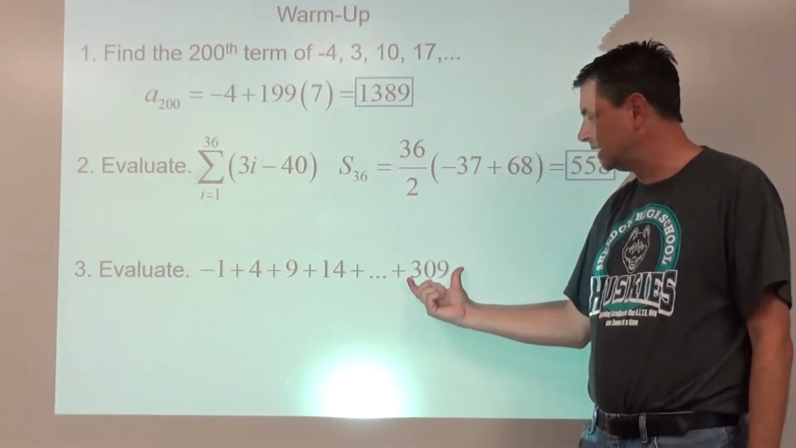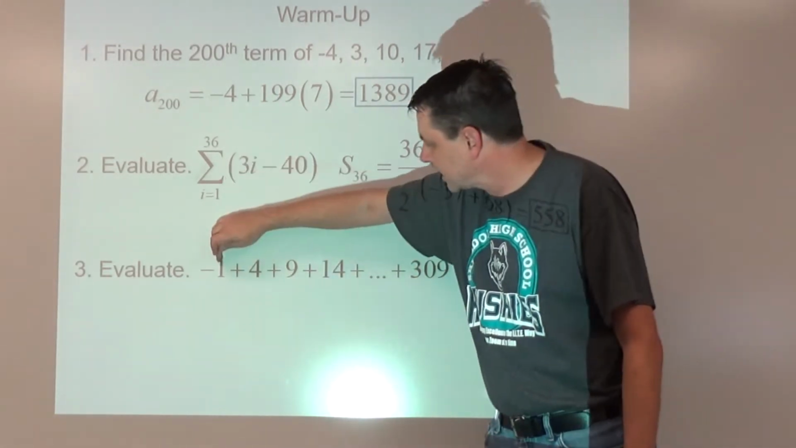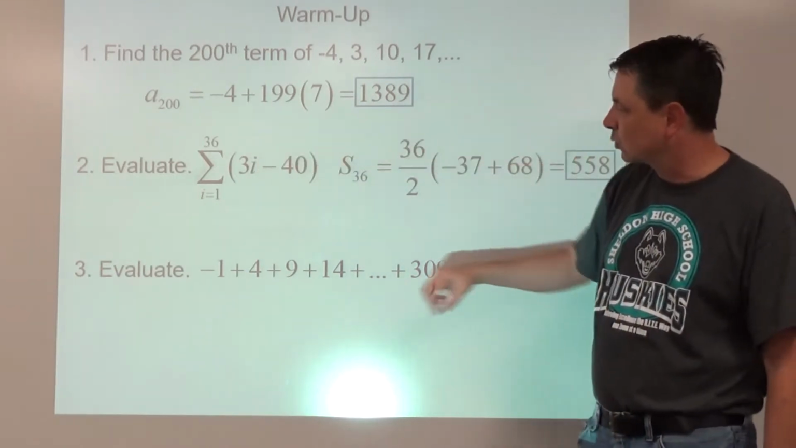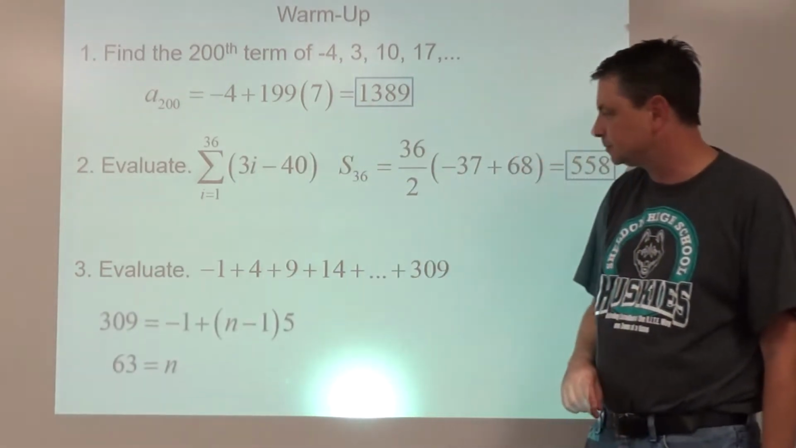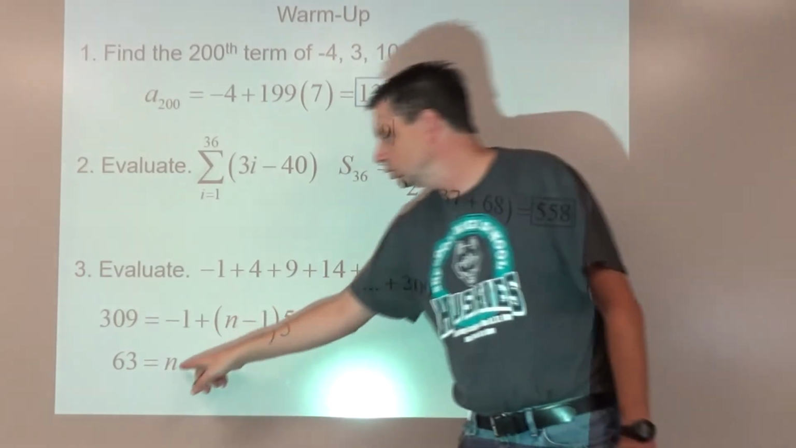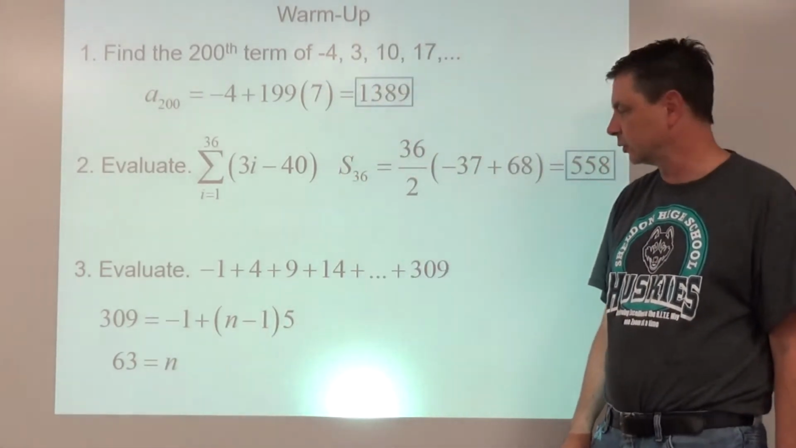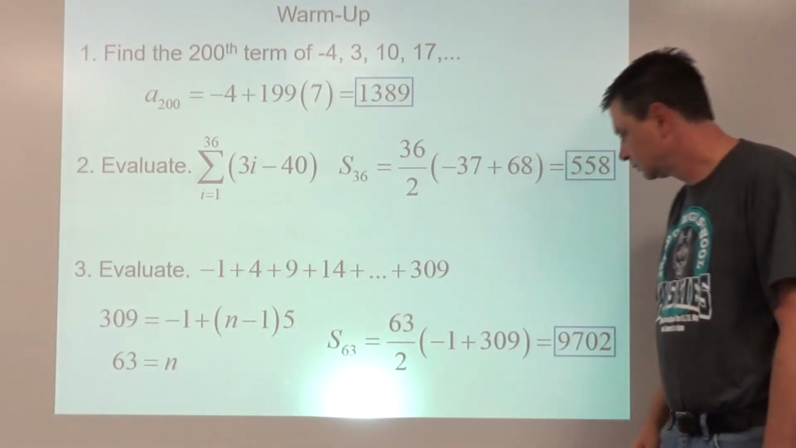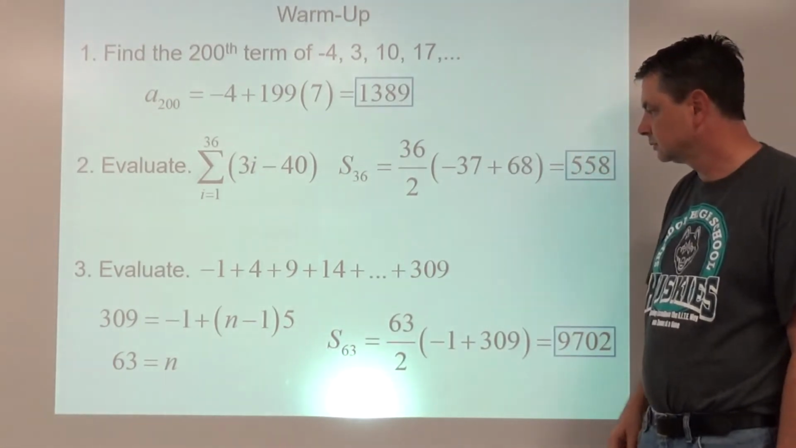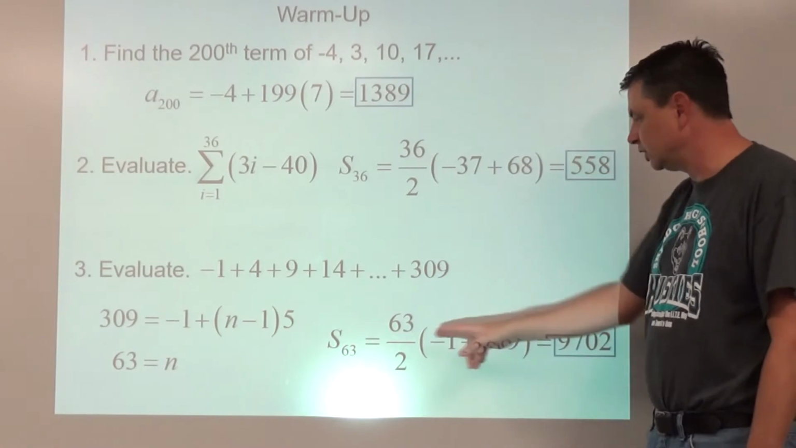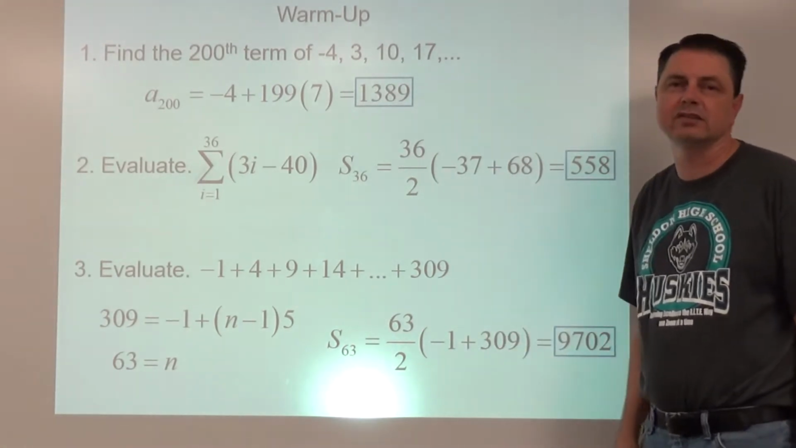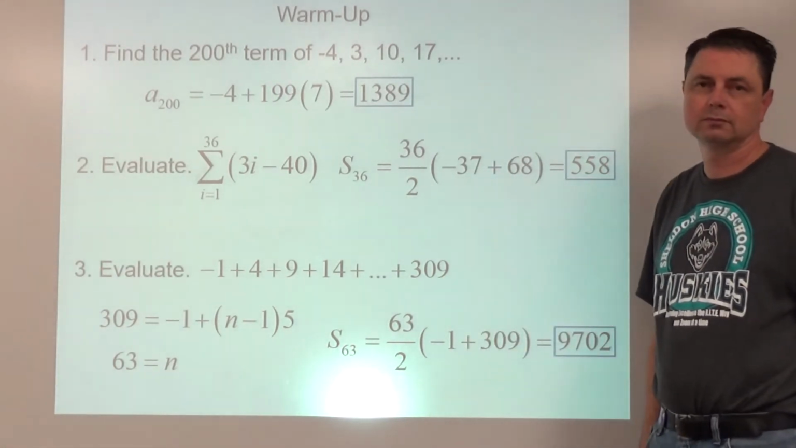So 309 is equal to negative 1 plus n minus 1 times our d is 5. That's going to lead us to n is equal to 63. Now we'll do S sub 63. We had the first, we had the last, so once we knew n, pretty easy, 9,702.